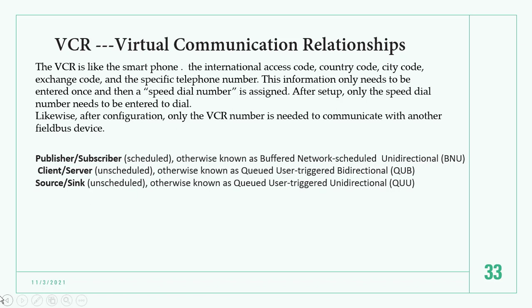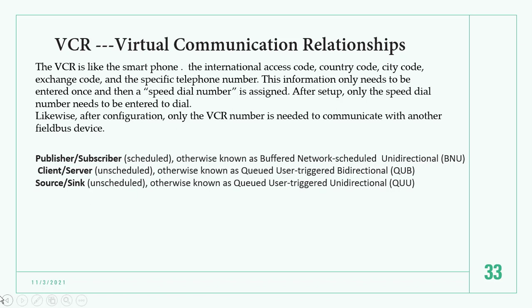VCR is the virtual communication relationship. A VCR is like a smartphone. The international access code, country code, city code, exchange code, and the specific telephone number. This information only needs to be entered once, and then you assign a special speed dial number. All the information is sent with just one number. After setup, next time you just dial this special number.